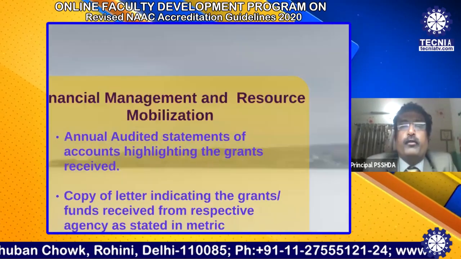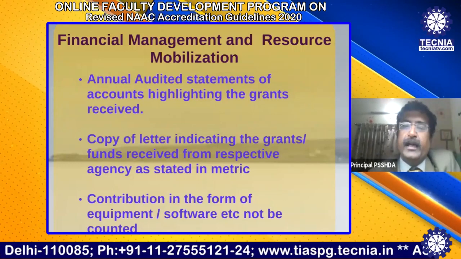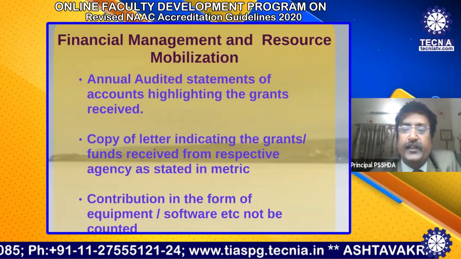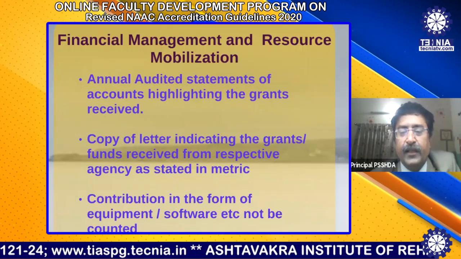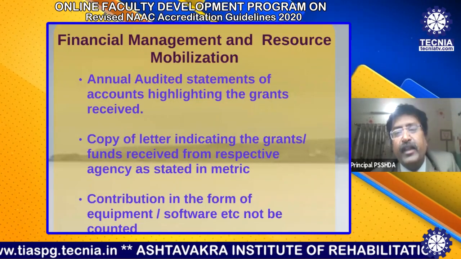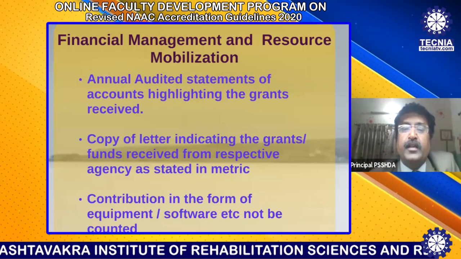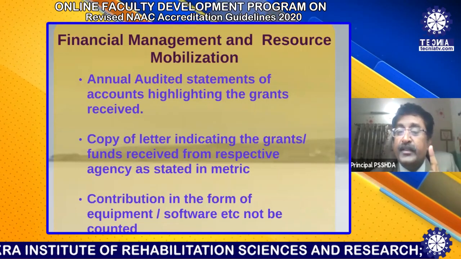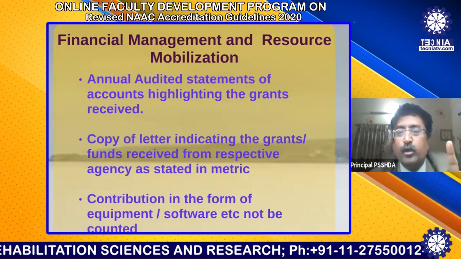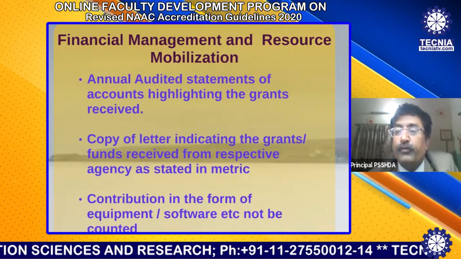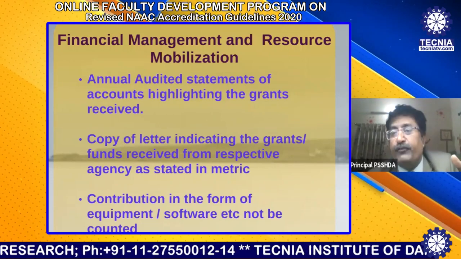or PA team member. For financial management and resource mobilization, you need to have an annual audited statement highlighting various grants, copy of letter indicating various grants from UGC or state government or DST, INSA, or any Sahitya Academy. Wherever you are getting grants, you need to keep the letter of that grant ready with you. And contribution in the form of equipment and software are not counted in these sections. Mind well, this is only financial management. So contribution of equipment or software or any grants will be considered under the donation from philanthropists.